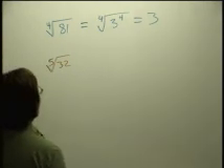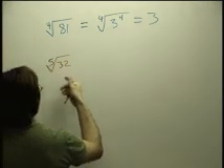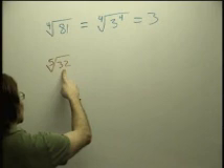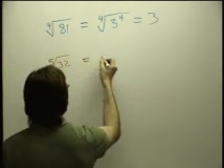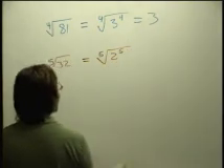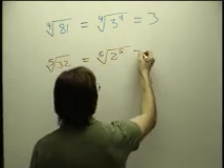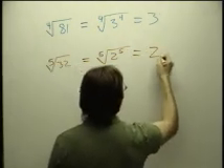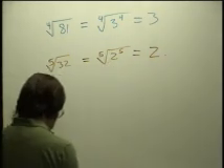Similarly, with the fifth root of 32, we need to know what number we raise to the fifth power to get 32. That is 2. 2 to the fifth power is 32, so the fifth root of 32 equals 2.